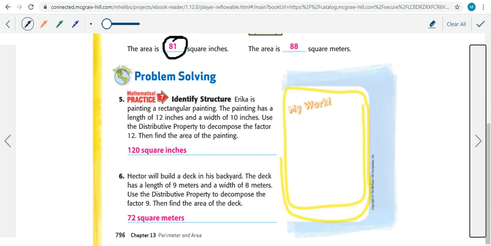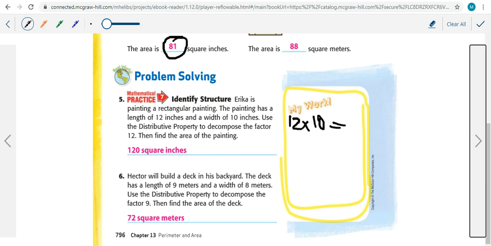Number 5. Erica is painting a rectangular painting. The painting has a length of 12, remember that length is largo and width is ancho, of 10 inches. Use the distributive property to decompose. Now, remember that to find the area you need to multiply length times width. So you multiply 12 times 10.